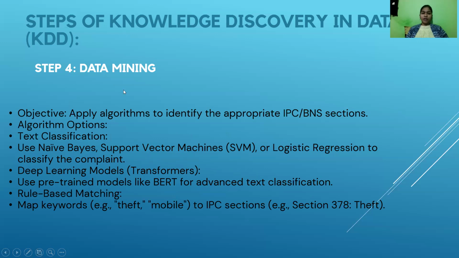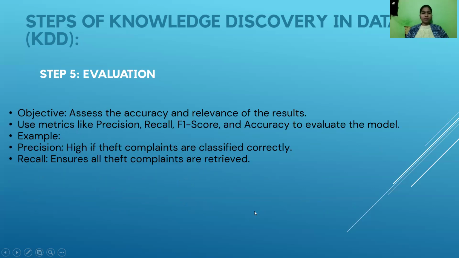Step 4, data mining. Objective: apply algorithms to identify the appropriate IPC or BNS section. Algorithm options: text classification, use Naive Bayes, support vector machine or logistic regression to classify the complaint. Deep learning models, transformers: use pre-trained models like BERT for advanced text classification. Rule-based matching: map keywords, for example theft, mobile, to IPC section, for example section 378 for theft.